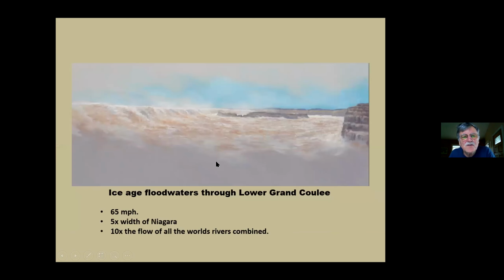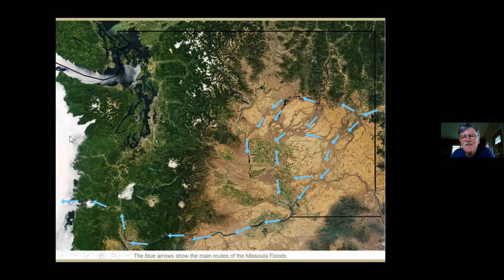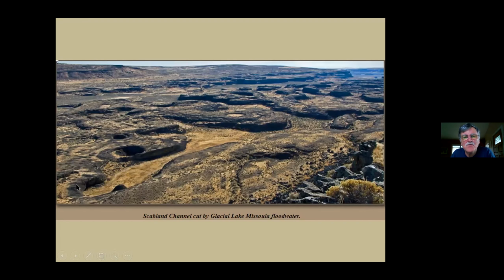And these huge floods, 65 miles an hour, about 5 times the width of Niagara, 10 times the flow of all the world's rivers combined. And you can imagine this is not distilled water. This is water that is carrying rubble and sand and boulders. So there's tremendous amount of erosion. And this is the paths it took. And then finally made it out to the ocean. It left these huge scablands as a result. And you've seen it if you've been over there.